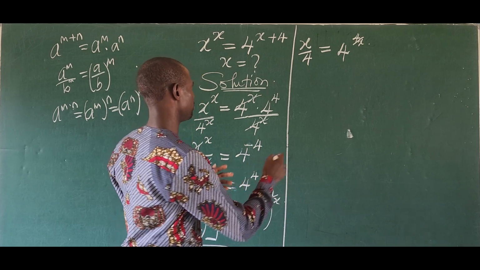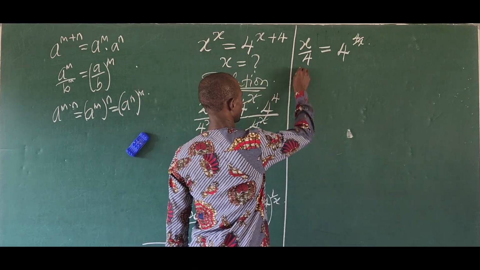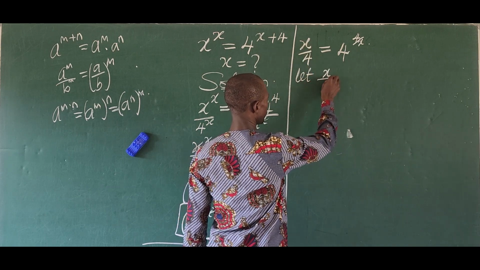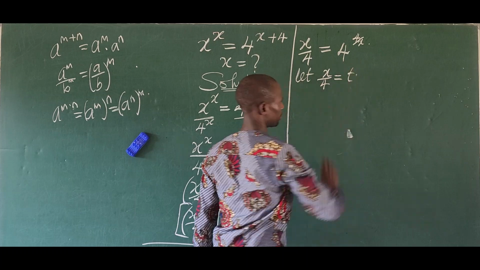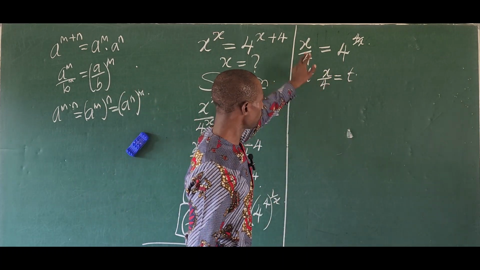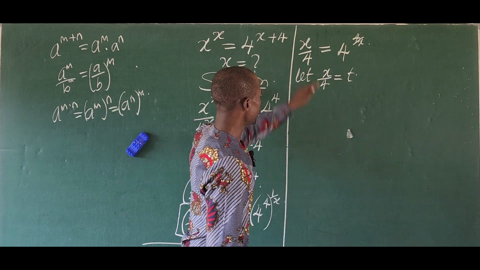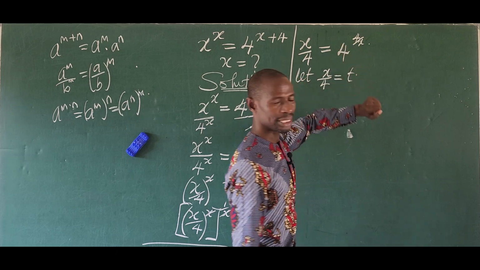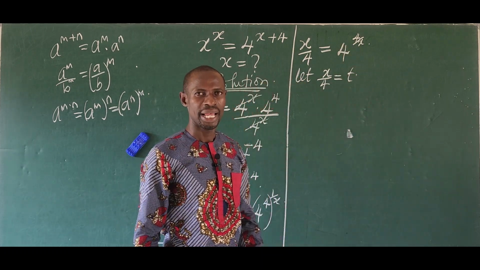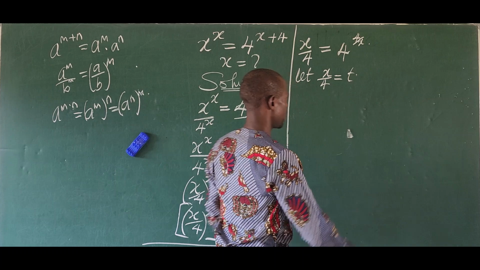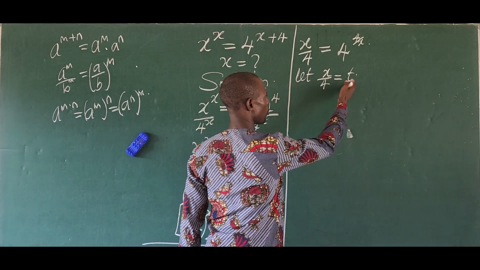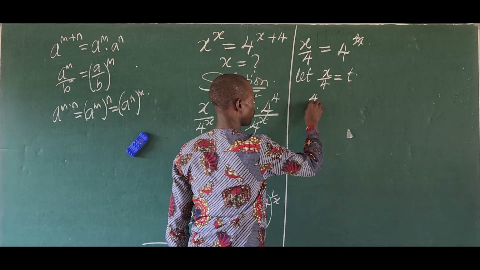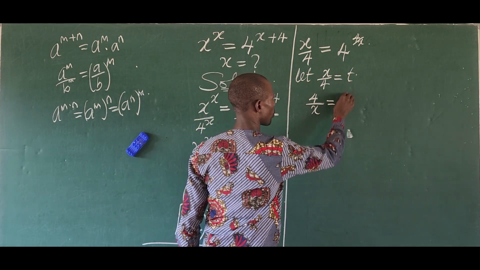With what we have now, we're going to do a simple substitution. Let's take t, and let x over 4 be equal to t. Look at the relationship between this and the power here. The x here is at the numerator and 4 is at the denominator, but here we have 4 at the numerator and x at the denominator. So this is more or less a reciprocal of this. If we say let x over 4 be equal to t, and we find the reciprocal of this expression, 4 over x will be equal to 1 over t.